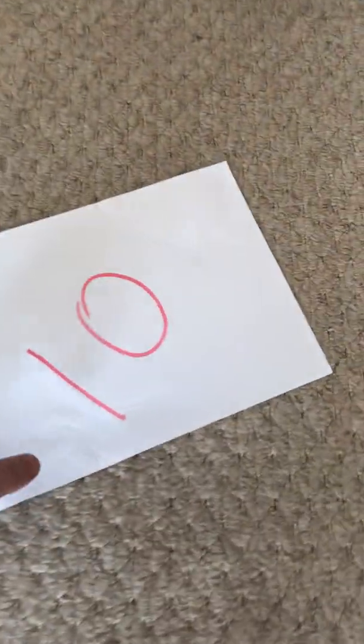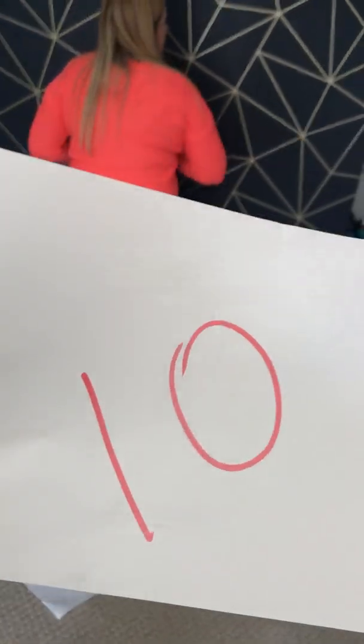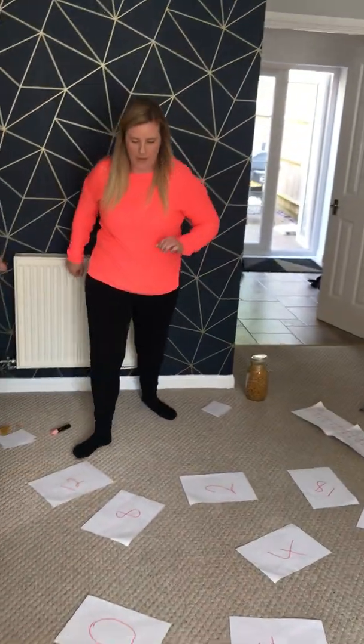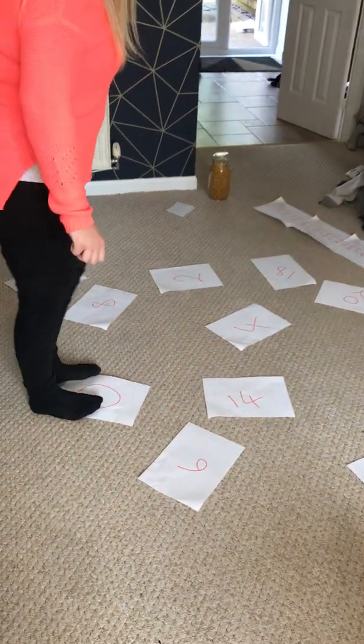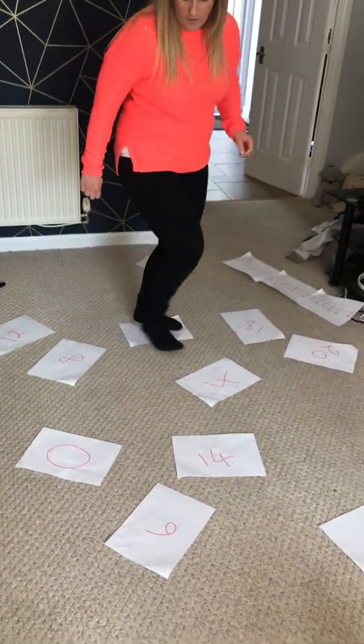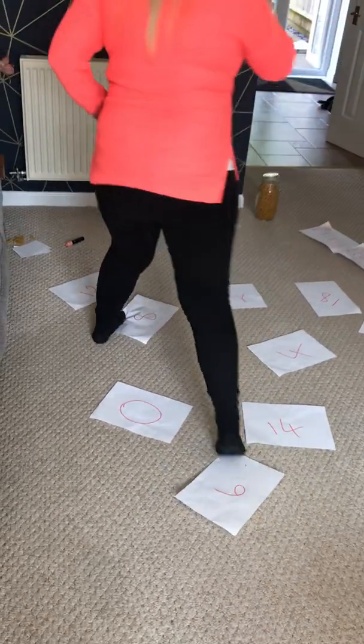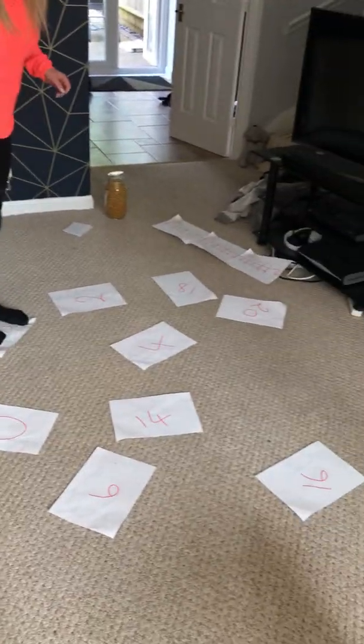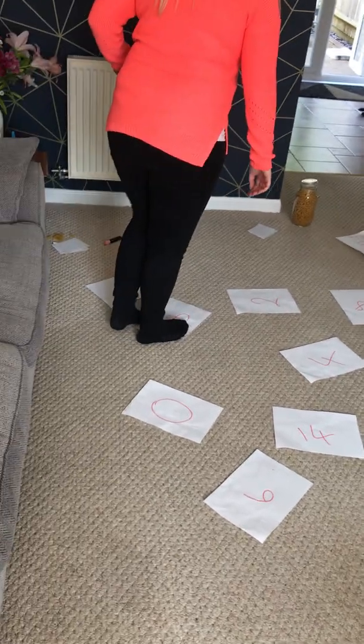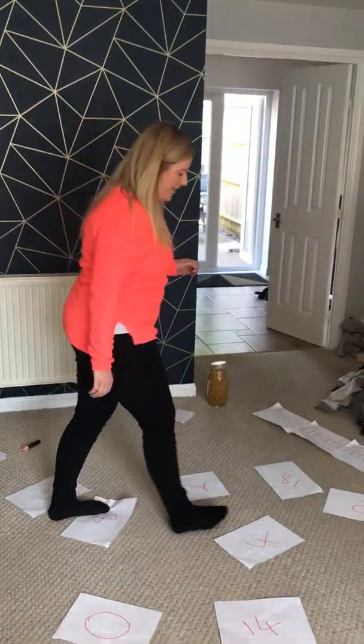So Ben, can you take a number away for me? I'm going to turn my back so I can't see. Okay, you ready? Okay, right, let's see if we can work it out. So we've got 0, 2, 4, 6, 8. Was it 10? Yep. Oh, brilliant.